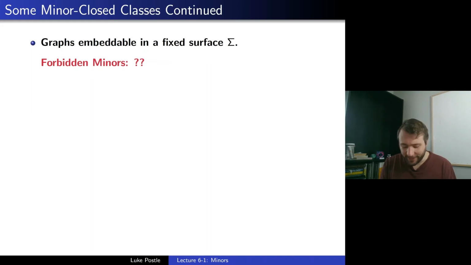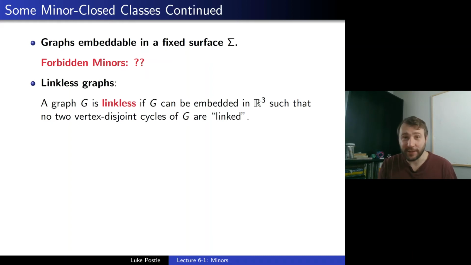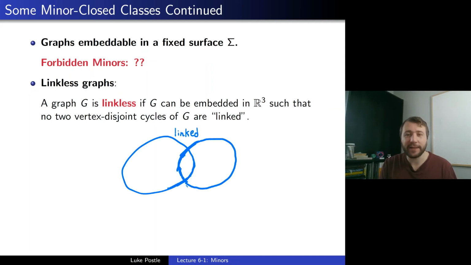What's another one? Well, here's a stranger one. So far we've done embedding with the plane and outerplane and surfaces, and okay, forest was kind of a cheat. But here's one: linkless graphs. We say a graph G is linkless if G can be embedded in R3, that's 3-space, such that no two vertex-disjoint cycles of G are linked. So what do I mean by linked? Well, here's a rough picture of that. You could imagine having two rings and them being linked. So we want no two cycles to be linked. So all the cycles are unlinked.